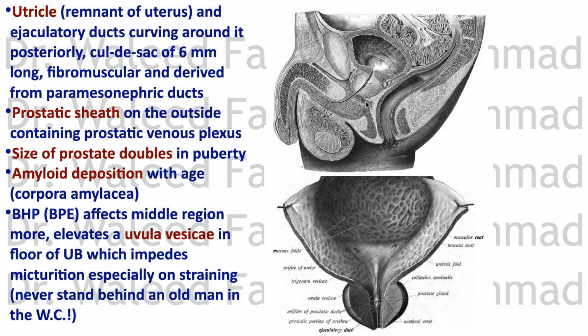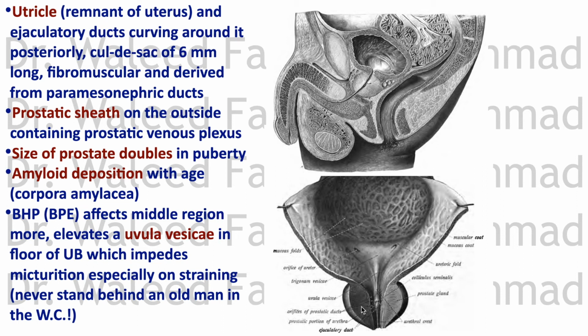The prostate sheath on the outside of the prostate contains the venous plexus. By puberty, the size of the prostate doubles, and with age there is deposition of wear and tear material called amyloid, to form what are so-called the corpora amylacea, very recognizable in the prostate tissue.